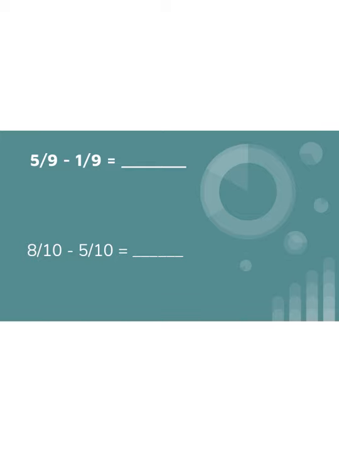Okay, so I'm going to rewrite 5/9, and now we're subtracting. Notice I have a minus in the middle, and then 1/9. So the first step always is to look: are the denominators the same? I have a 9 and a 9, so the answer is yes. So then I can just go ahead and write my 9 on the bottom.